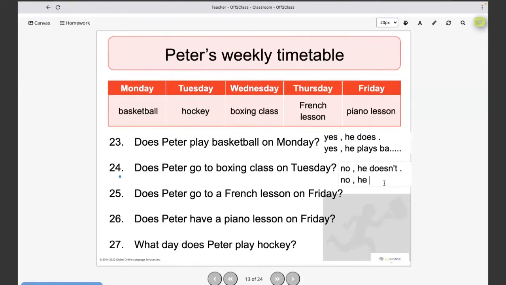If I want to answer that he doesn't go to boxing classes, I do the same as above, but this was the short answer and now I want a long answer. No, he doesn't go to boxing classes. What we saw here is that in negative sentences, I don't add anything to the verb. In questions, I don't add anything to the verb. That's it, but in positive sentences I do. Clear?